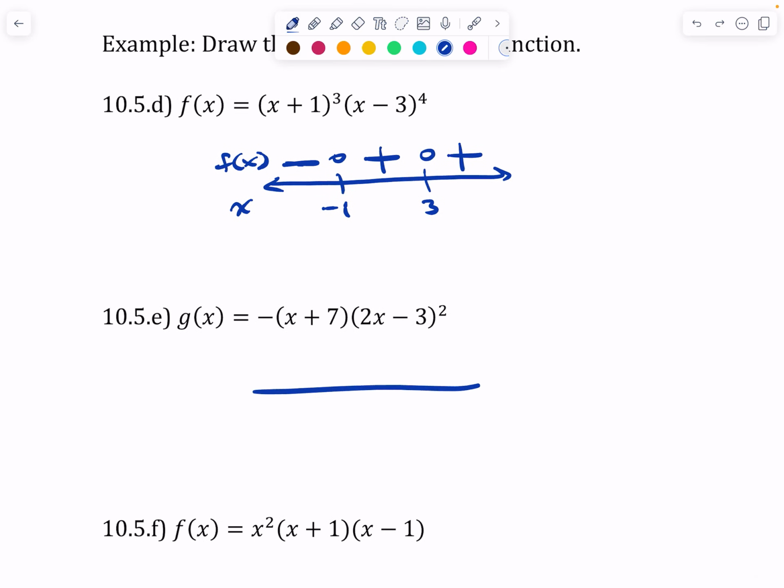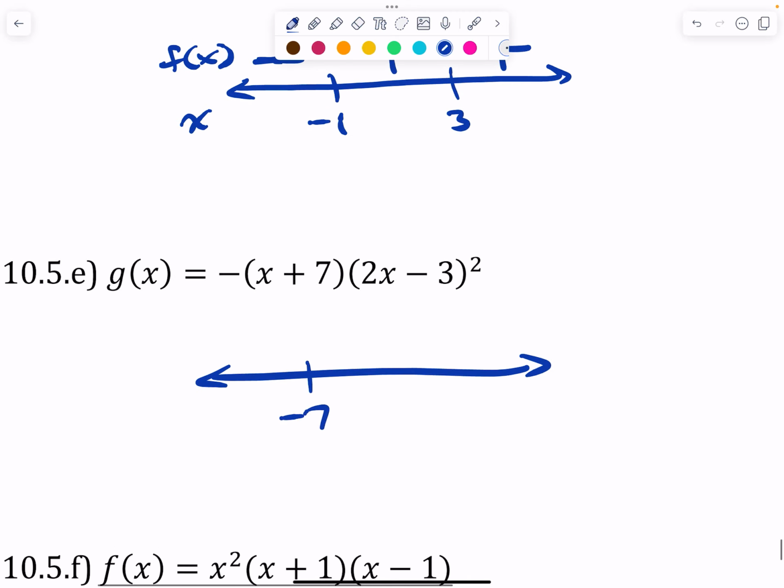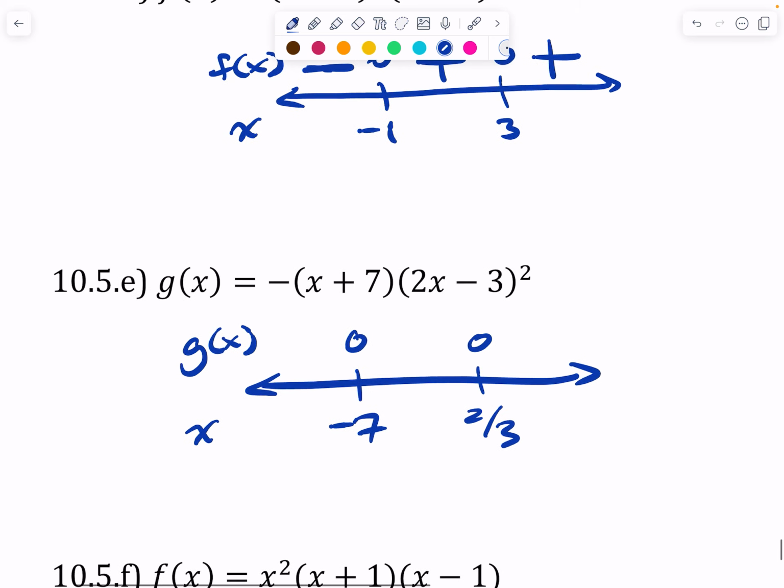Example G. We've got some critical values. One of them is -7. The other one is 2/3. And we know those are associated with zeros for g of x. In this particular one, testing a seed value of -10. -10 would make x plus 7 negative.